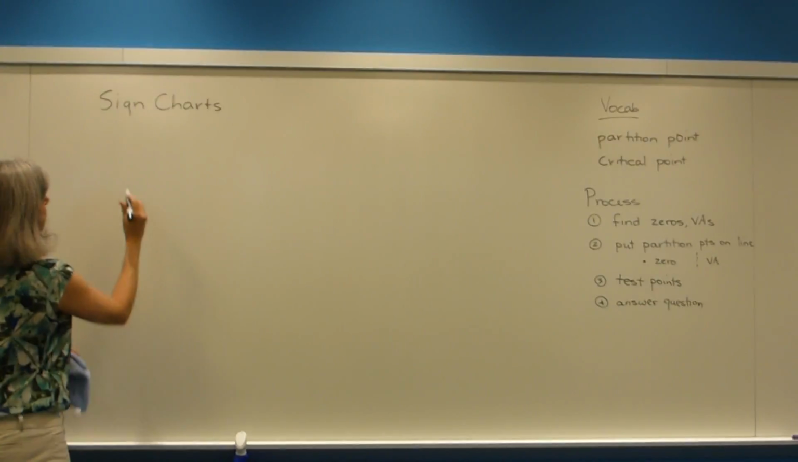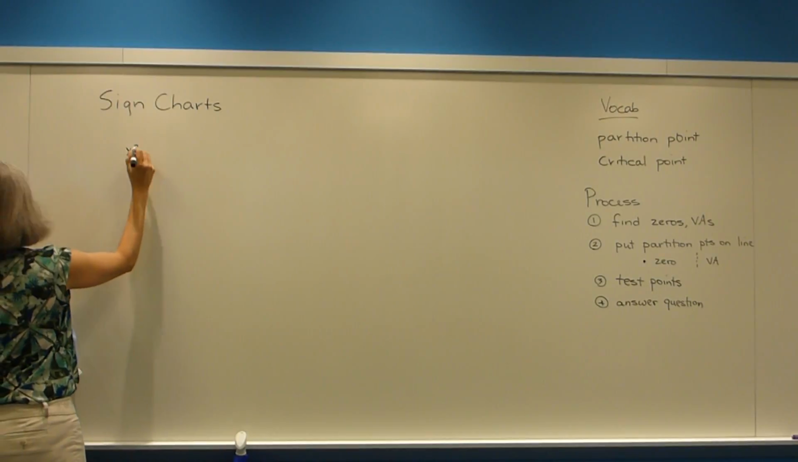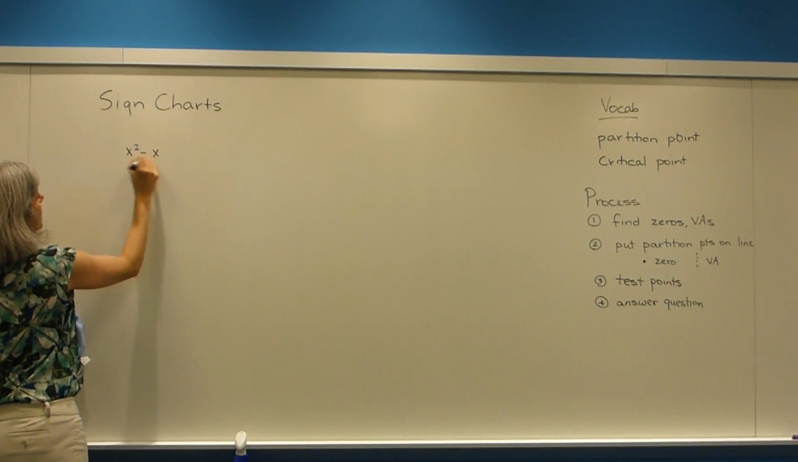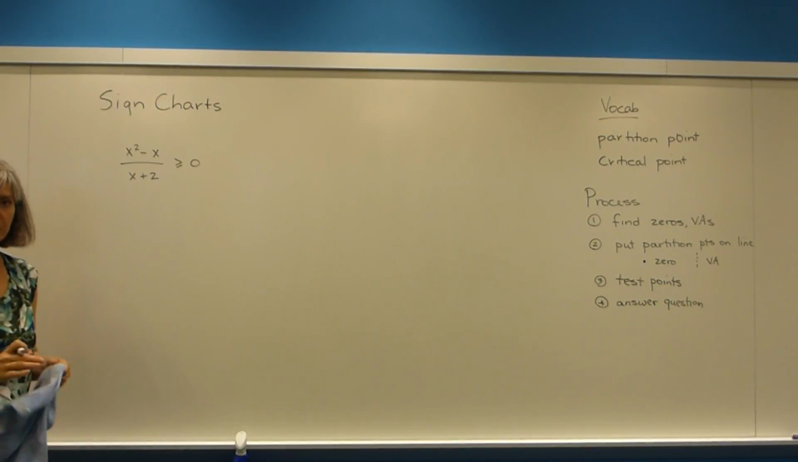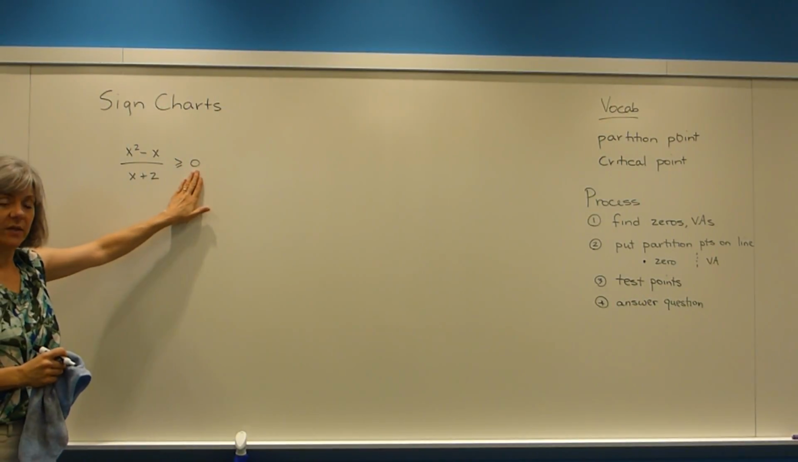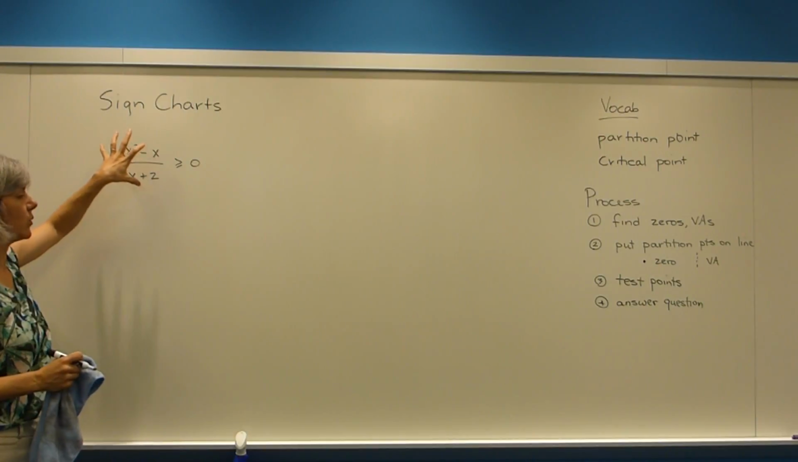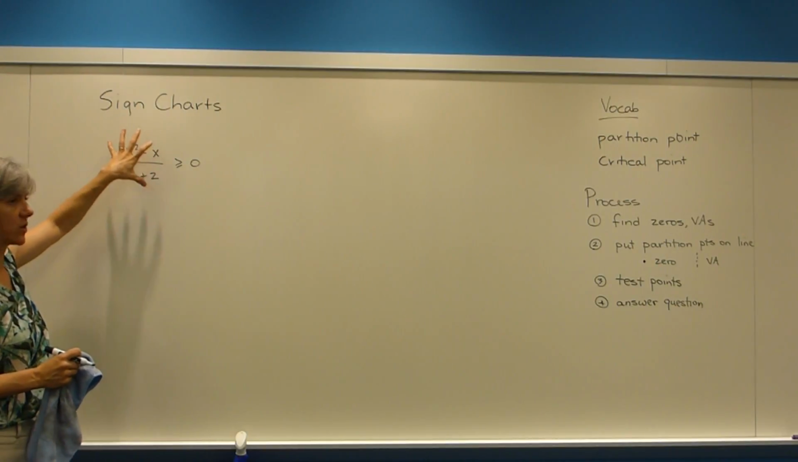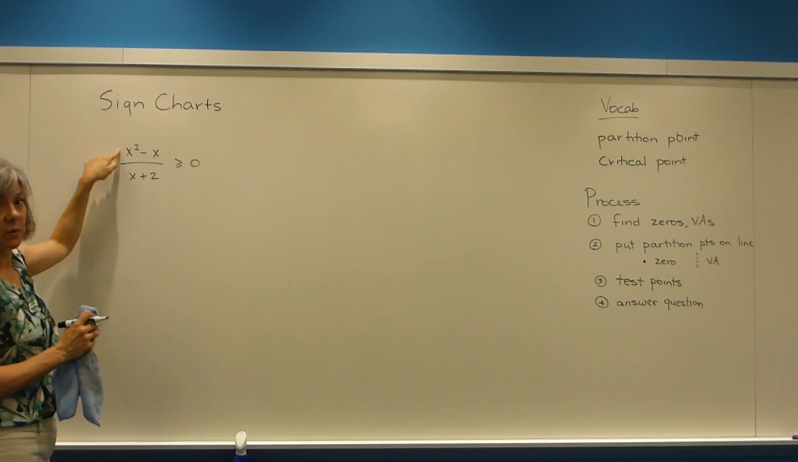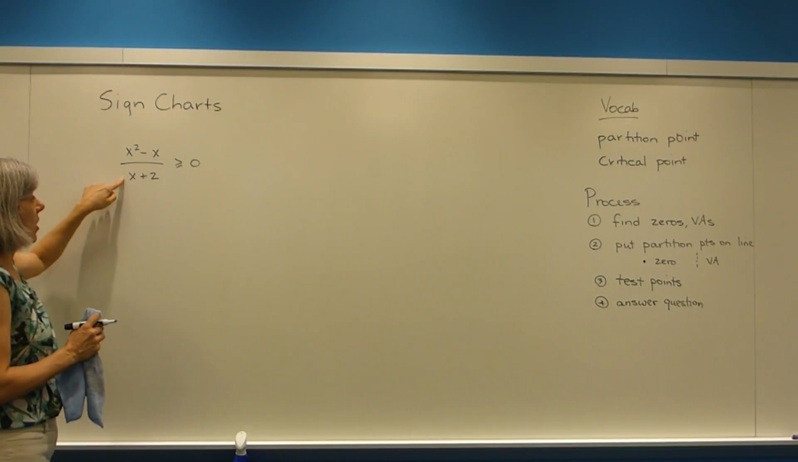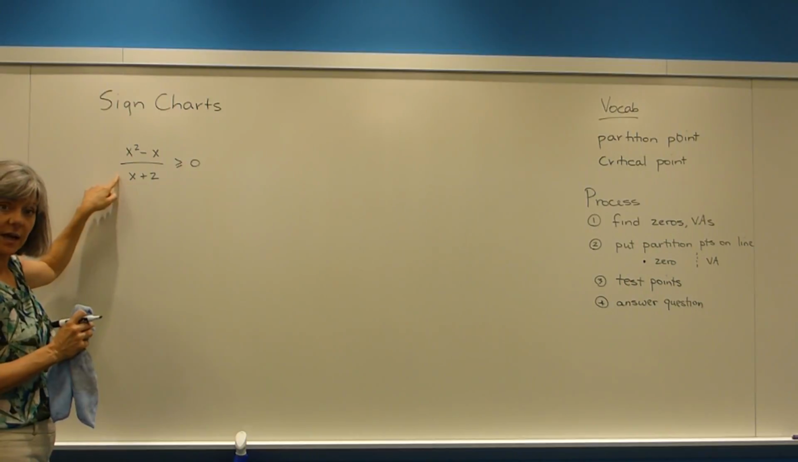Okay, so here's one. Solve this one. X squared minus x over x plus 2 greater than or equal to 0. Again, it's very important that you have a 0 on one side and only one rational expression, one fraction, on the other side. So now the first step is to find all the zeros where the numerator is equal to 0 and all the vertical asymptotes where the denominator is equal to 0.